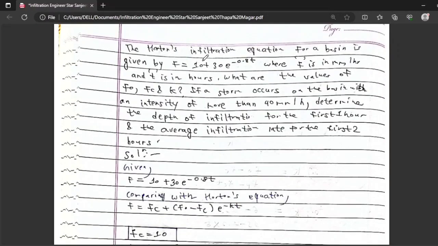The Horton's infiltration equation for a basin is given by this, where f is in millimeter per hour and t is in hour.